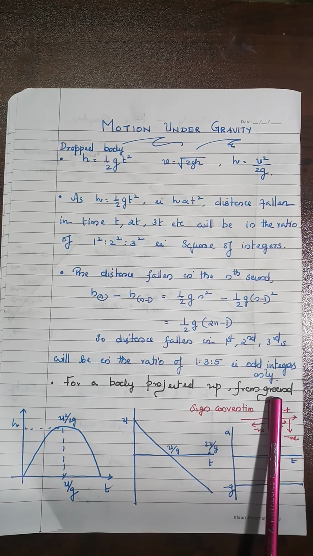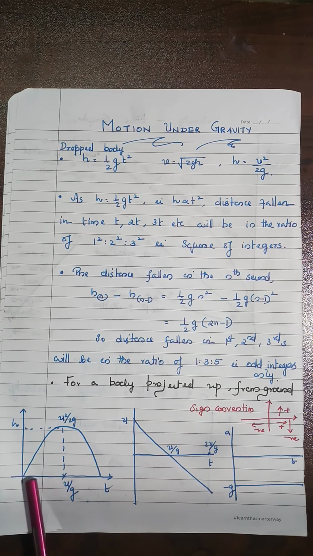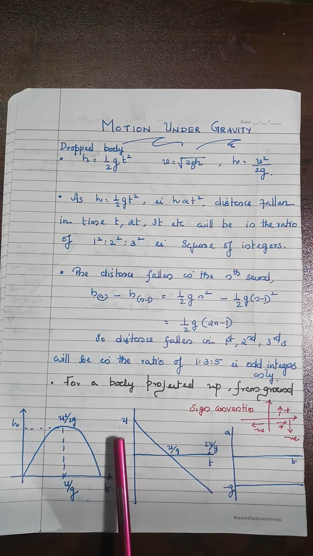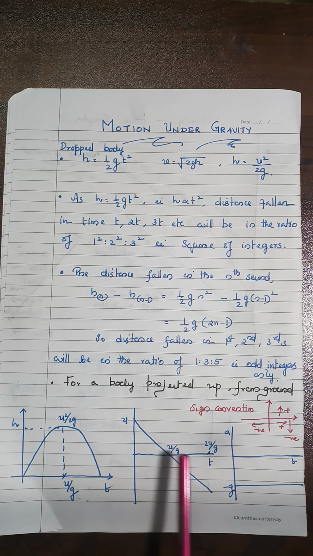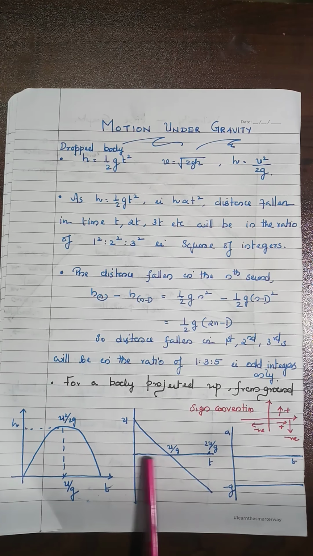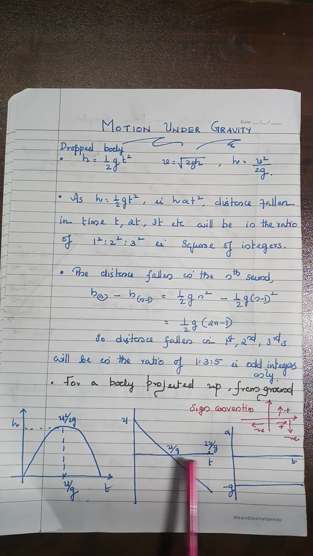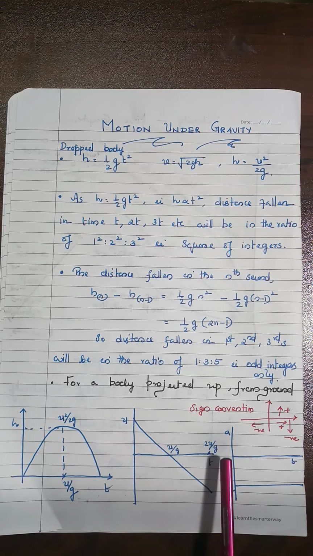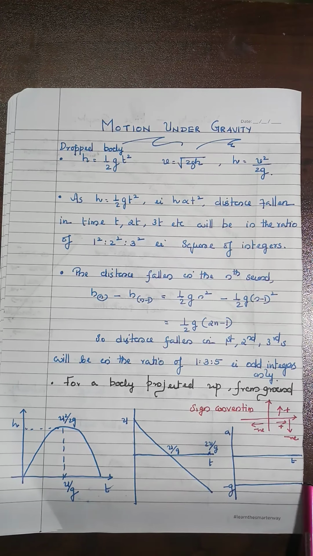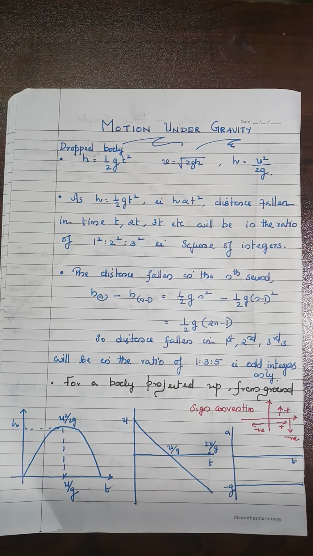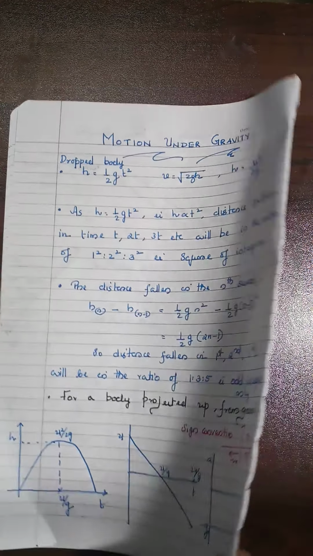And see the 3 important graphs for a body projected up from the ground. See the displacement-time curve, the velocity-time curve, and keep in mind, if you take the area with the proper sign, the displacement becomes 0. So there is a curve here. See the acceleration-time curve, and here the acceleration due to gravity is negative but constant. A very important concept.